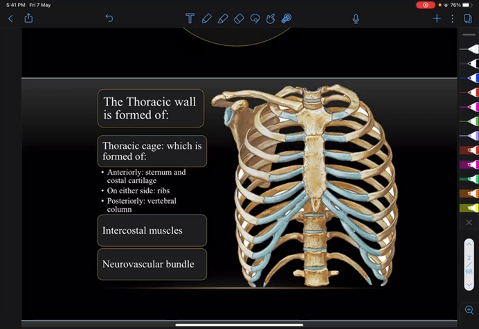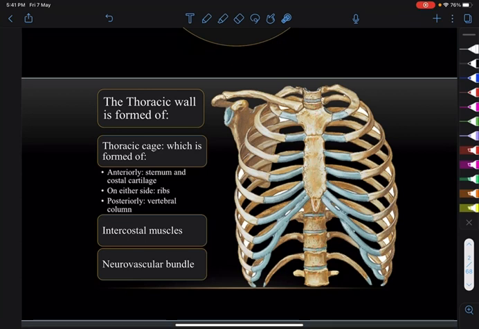إنه الانتيريور كوستال يعني alternative terms. تمام. So الكوستال كارتلج هذولا والسترنم هم الانتيريور تبع الثوراسيك كيج. On either side, هنا أو هنا, left or right اللي هم الريبس, and posteriorly جاي الvertebral column هذا هو جاي posterior to the thoracic cage.